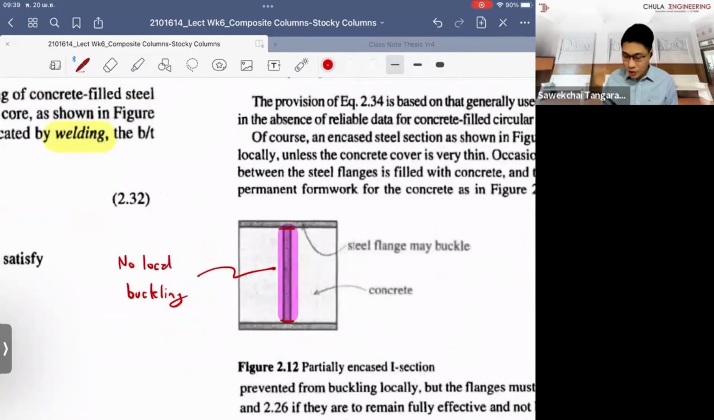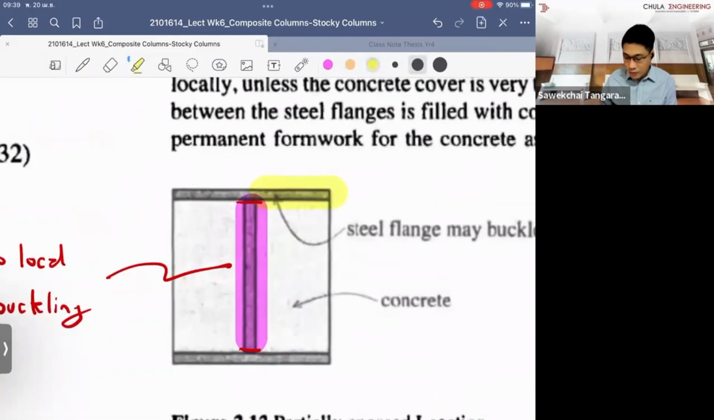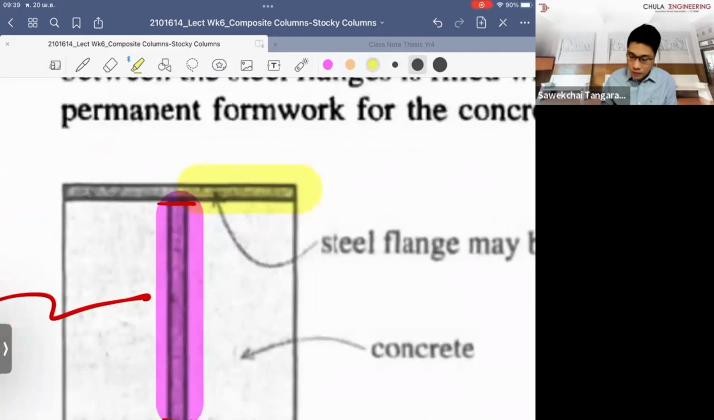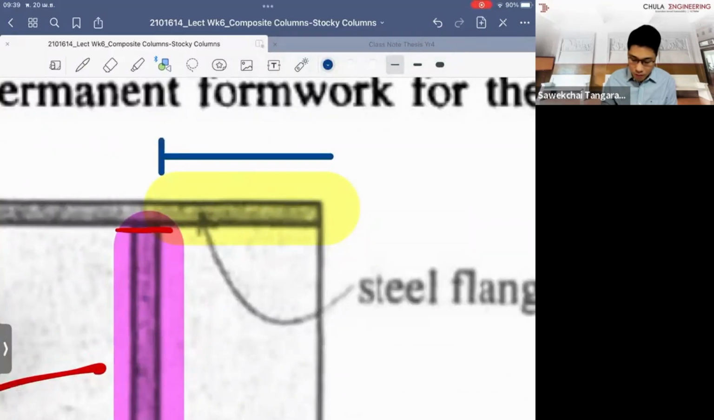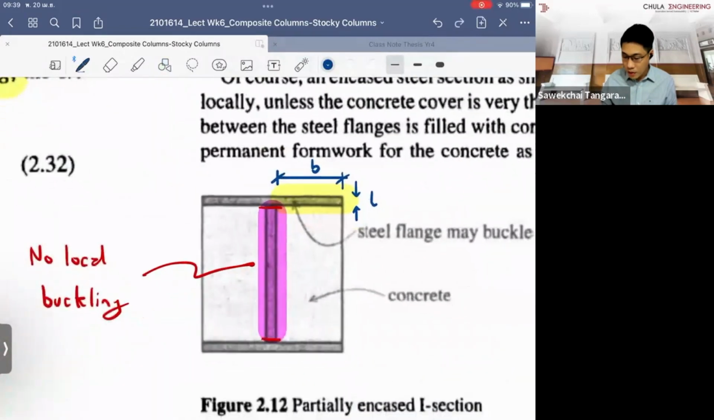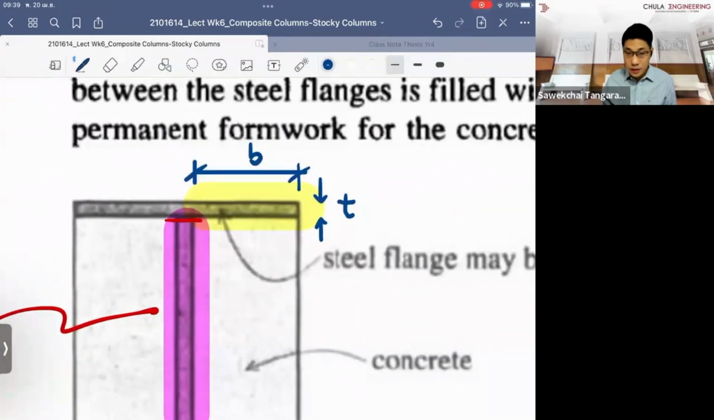The only part that you have to consider for local buckling is the flange. So you have to check the outstanding flange. What it really means is that you have to find the value of B, which is the part from the surface of the web to the end of the flange, and the thickness you're looking at is T. The ratio of B over T is what we're looking at here, and you have to calculate the effective areas for the top flange.